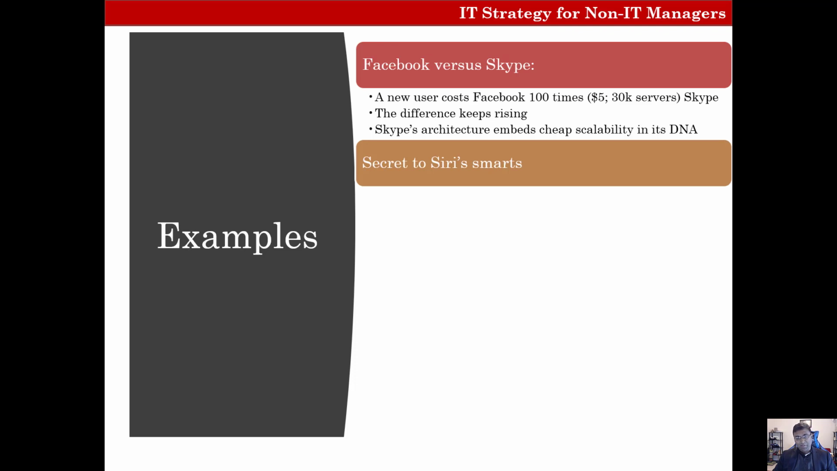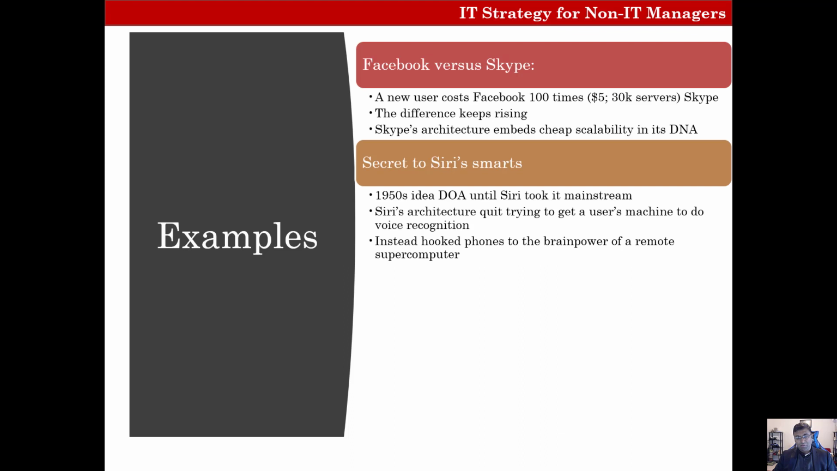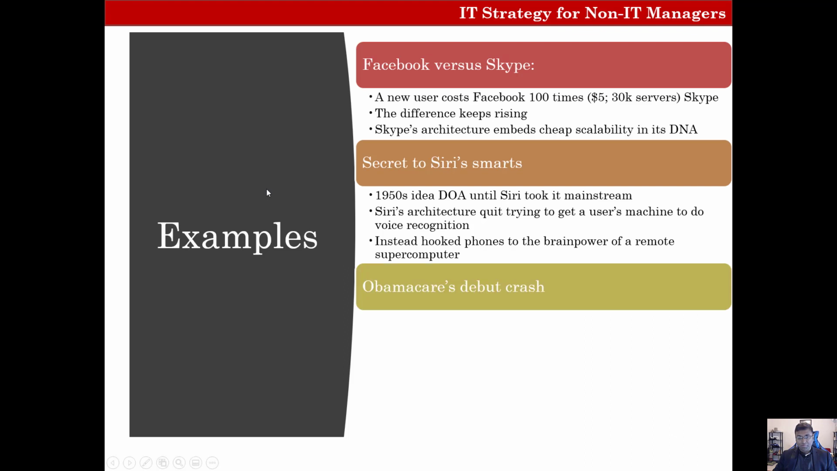Siri, for example, was able to enable voice recognition, and this is something which has been around since the 1950s, and people just couldn't get hardware devices which were powerful enough to do voice recognition. And so Apple essentially quit trying to use the user's device to do the voice recognition and instead hooked phones to remote supercomputers through the internet, and that allowed your device to access huge supercomputers.